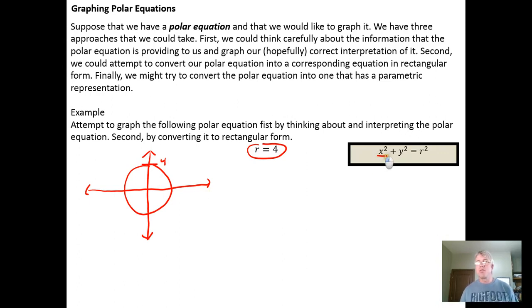And we could use the relationships that we established in video 1. So the Pythagorean theorem says, hey, x squared plus y squared equals r squared. So we get x squared plus y squared equals 4 squared. But the Pythagorean theorem in this context is the equation of a circle. So there's the equation of a circle whose radius is 4.